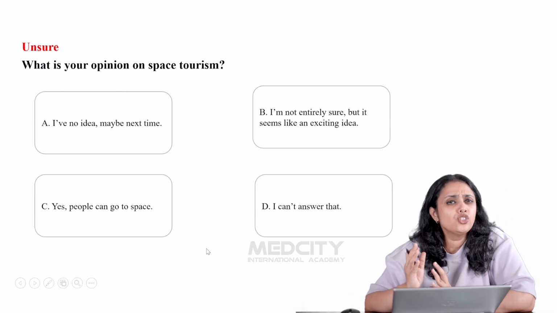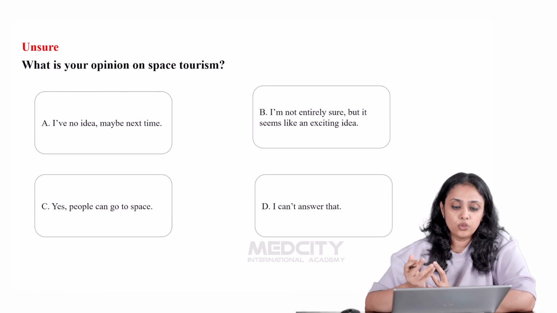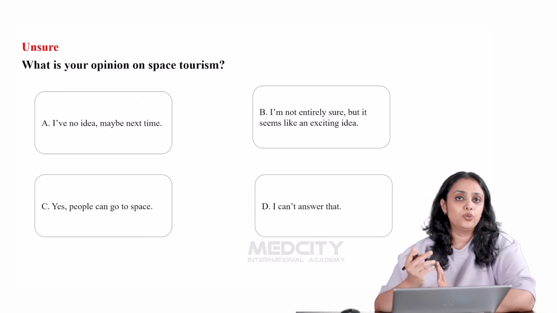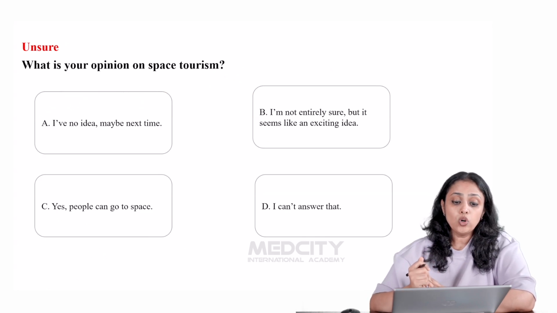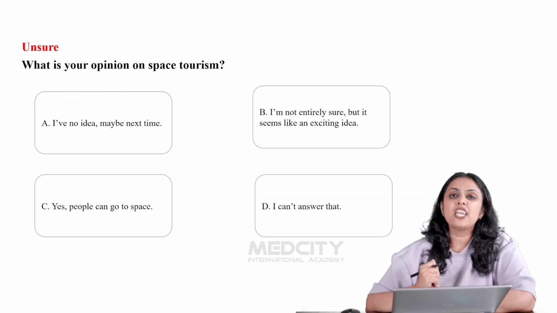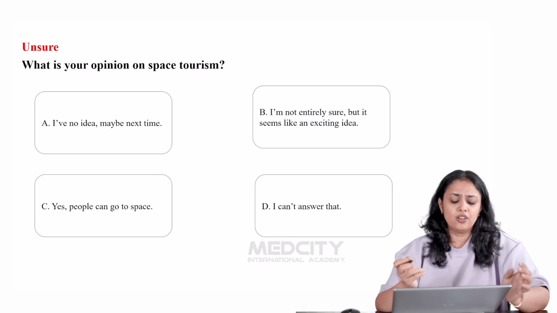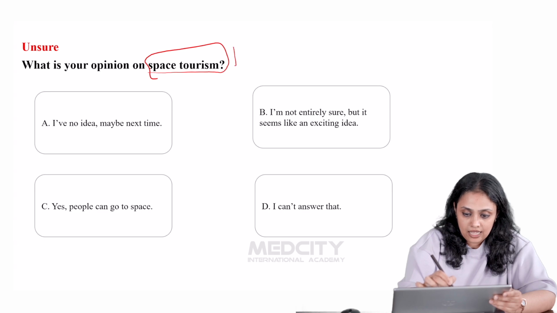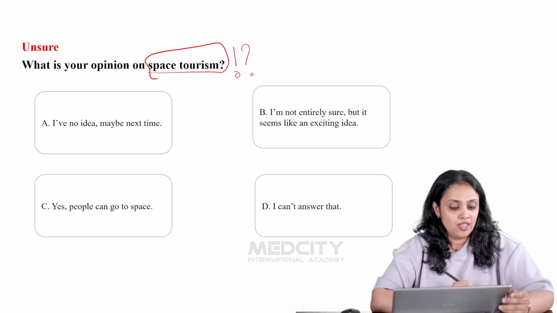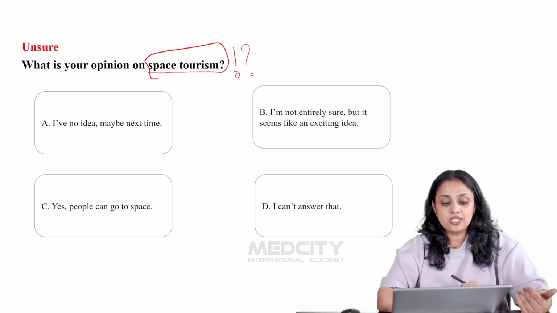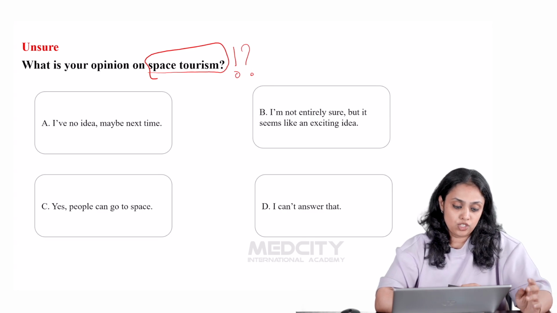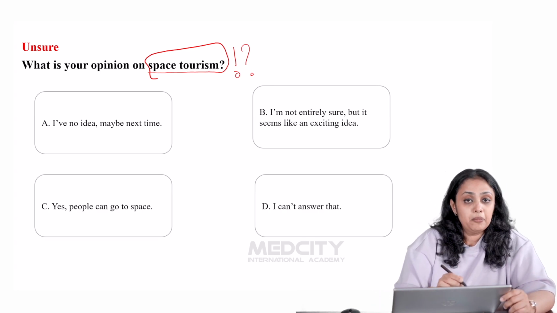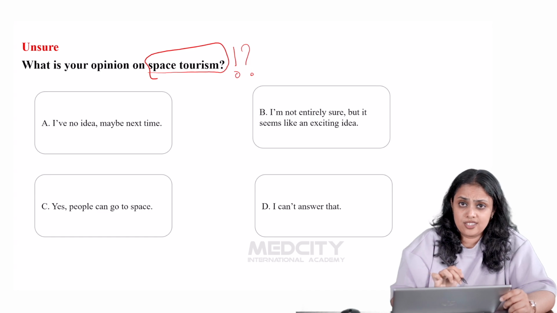Unsure. If you're not really sure about a topic and you get a question based on that, how will you manage that situation? What is your opinion on space tourism? So you have no idea regarding space tourism. You are totally blank. Now what to do? Let's look at the different ways in which students generally open such questions. I have no idea, maybe next time. Do you think it's the right way?